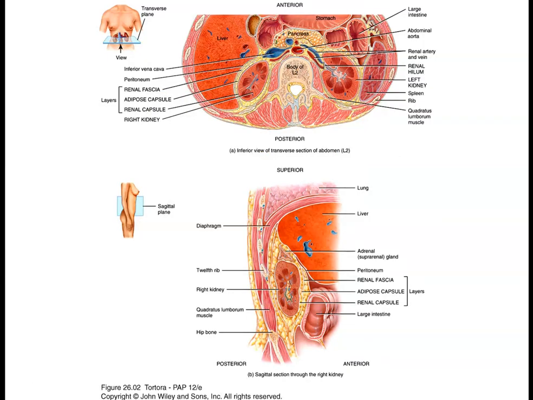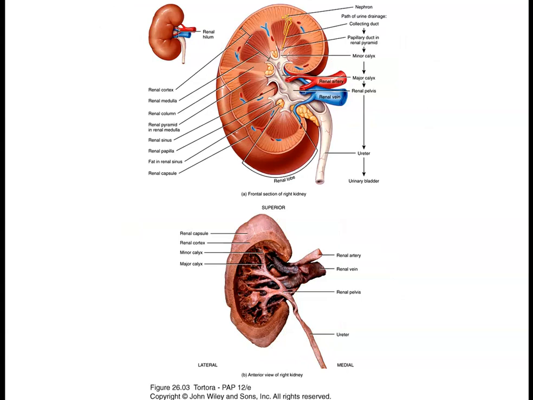Here are a few more images of the kidney. These cross sections help you see where they're located in relation to the spine and some other organs. And here is a picture of the inside of the kidney.